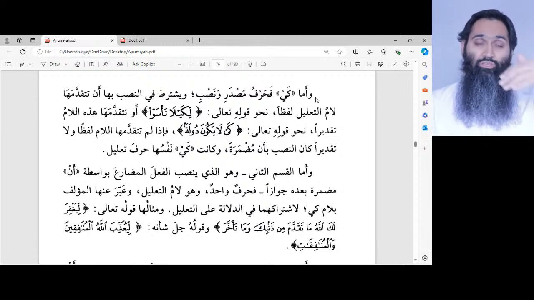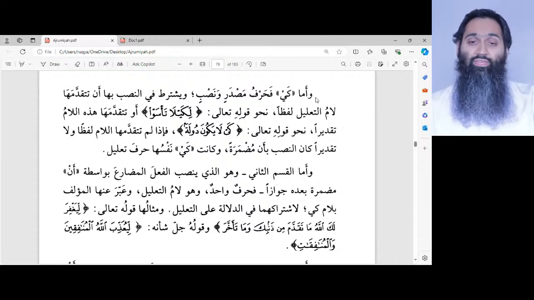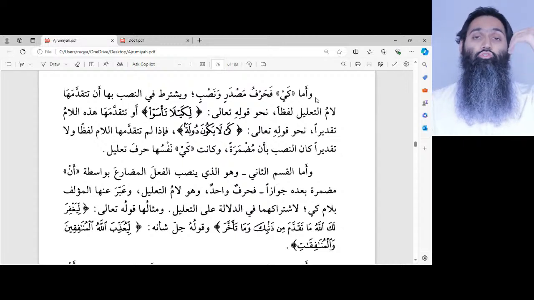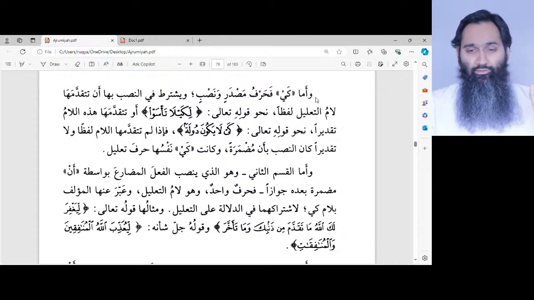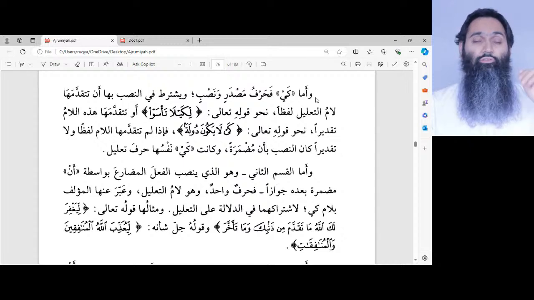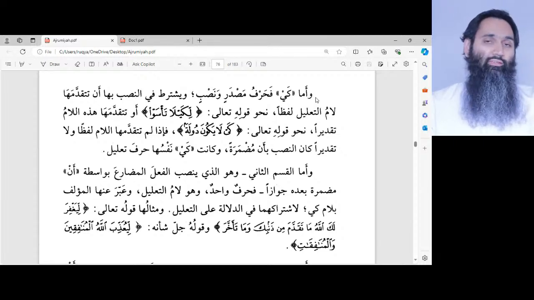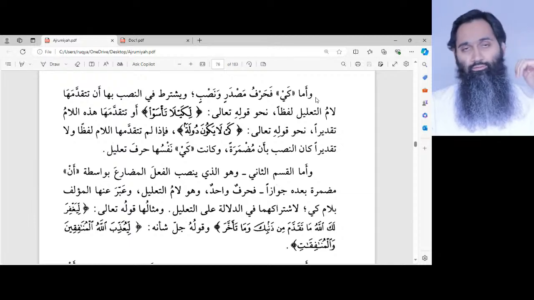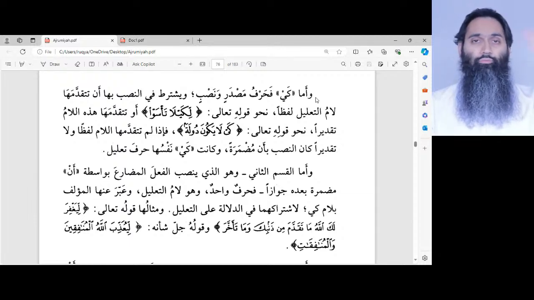mudmaratan, an which is hidden, that comes after k, and is hidden mudmaratan wujuban, meaning the Arabs will not say it. You're not allowed to say it. It's mudmara, not jawazan. And something which is mudmaratan jawazan would mean it is permissible to say it or to not say it. You find both from the Arabs.